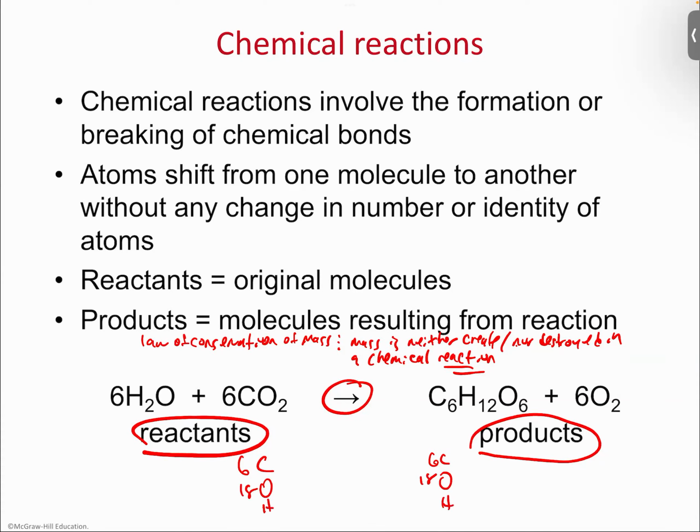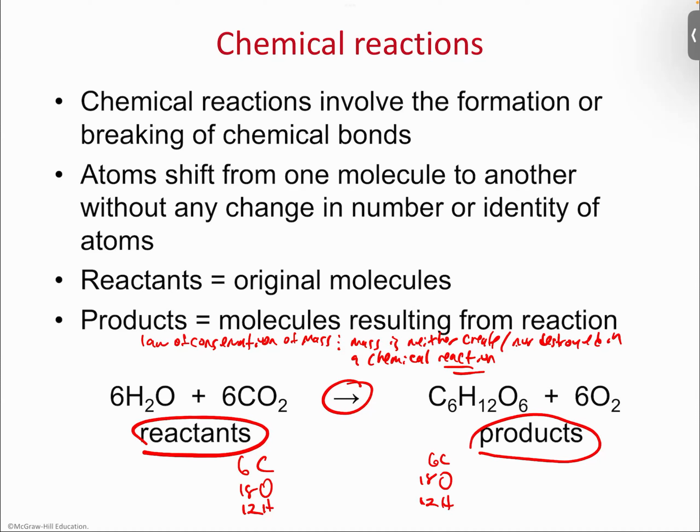How many hydrogens do I have in my reactants? 12, right? Because I've got 6 molecules of water with 2 hydrogens each. So that gives me 12 over here. And how many do I have in my products? 12. Did I lose anything? Did I gain anything? So then what's happening in a chemical reaction then?